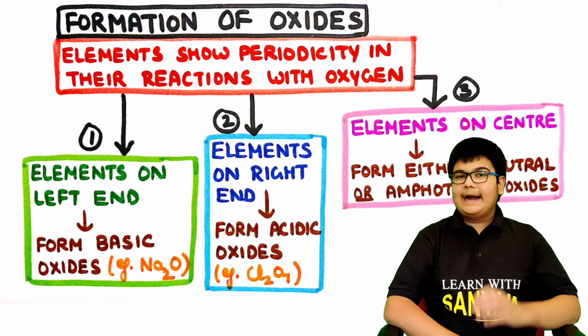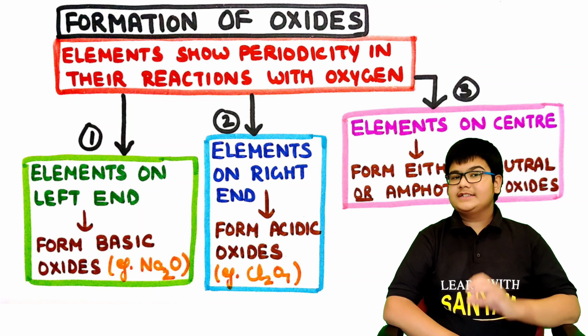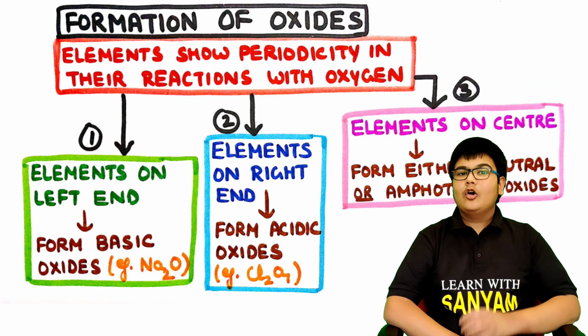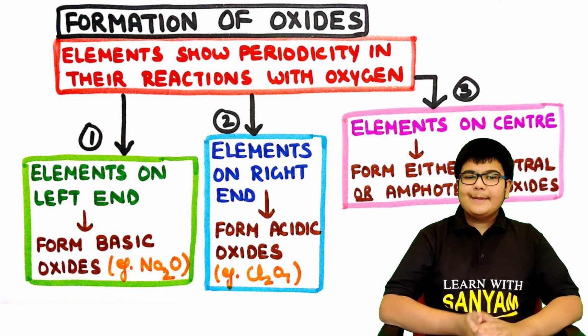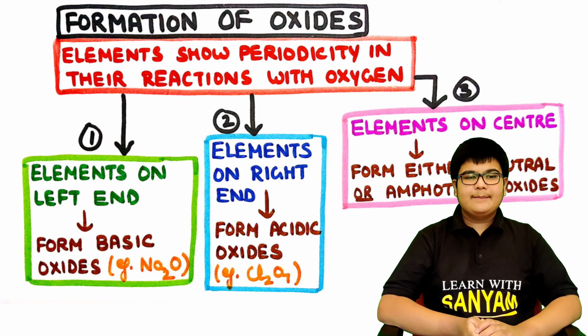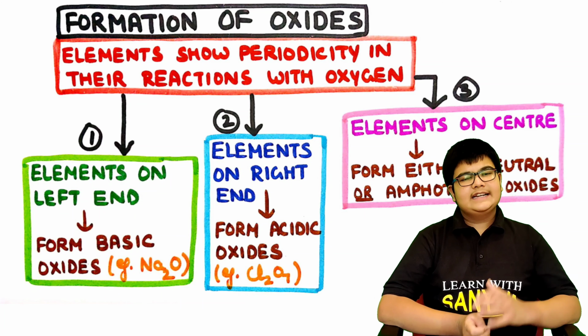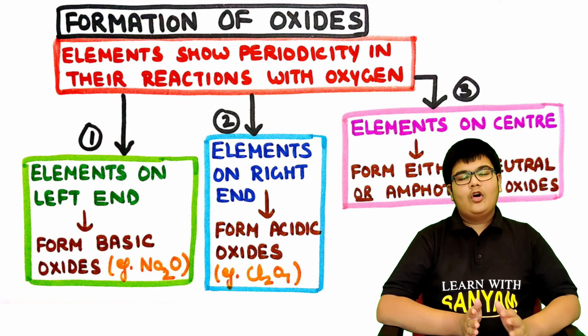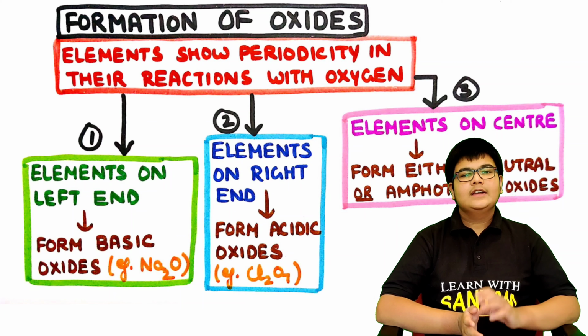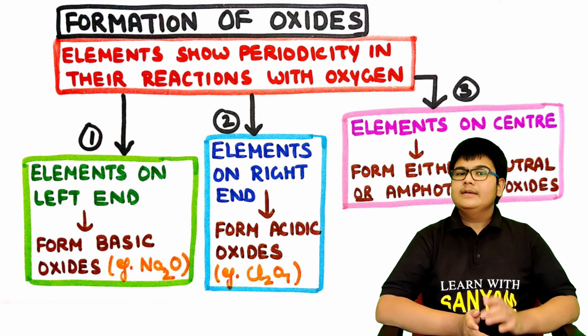Now, apart from showing trends in oxidation state, elements also show periodicity in their reactions with oxygen. Elements on the left end of the periodic table form basic oxides. For example, let's take one group 1 element, that is sodium. On reacting with oxygen, it forms Na2O, which is a basic oxide.